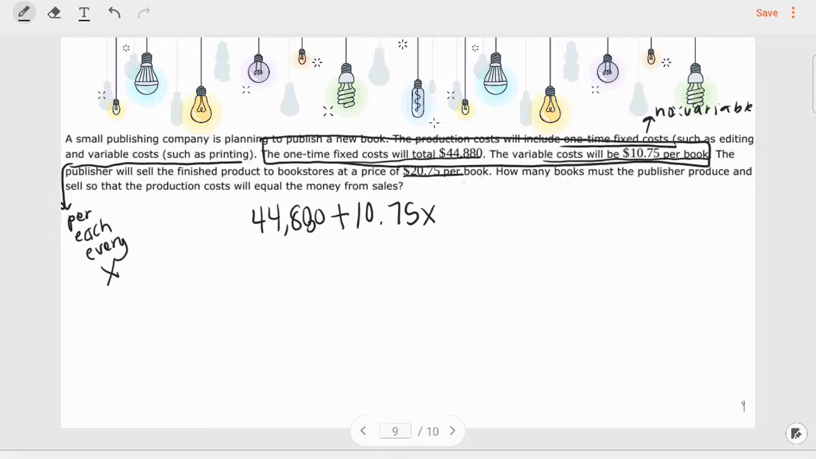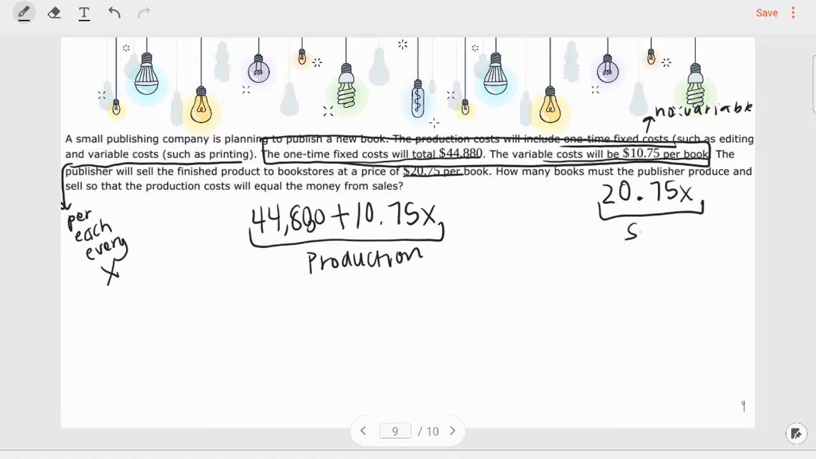So my situation for my seller, they're going to charge $20.75 per book. So that's another variable cost. How many books must the publisher produce and sell so that the production cost equals the sales from the money sales? So this is the production. And this is the profit, the sales. The question asks how many books must be produced so that they are equal. So because I see that word equal, I'm going to set these two expressions equal to each other.